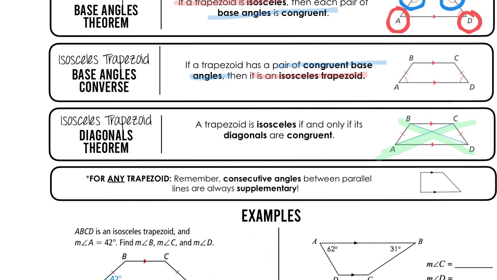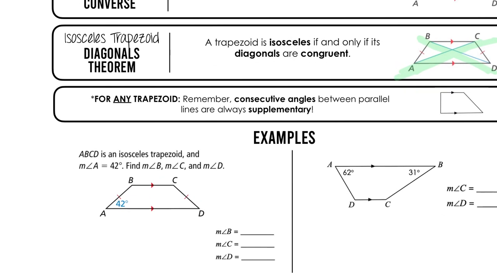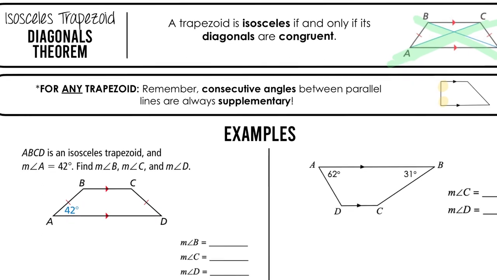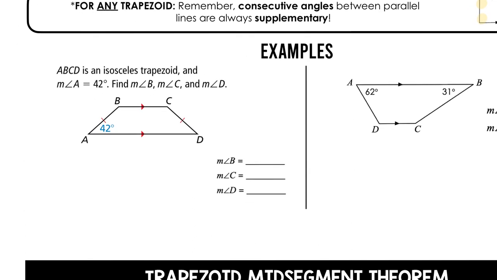So there's a note here that's really important that says for any trapezoid, remember consecutive angles between parallel lines are always supplementary, meaning they add to 180. So like these two add to 180, and then these two add to 180. So keep that in mind. So we're going to use that on this next example.